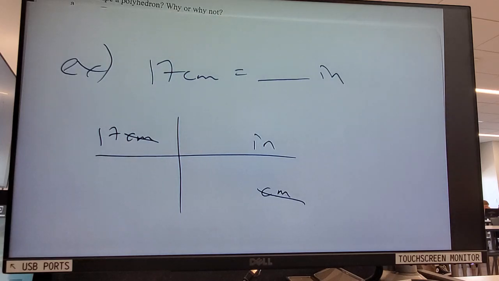Does anyone happen to remember, and again, I'm going to give this to you, how many centimeters are in an inch? 2.54. I love that.